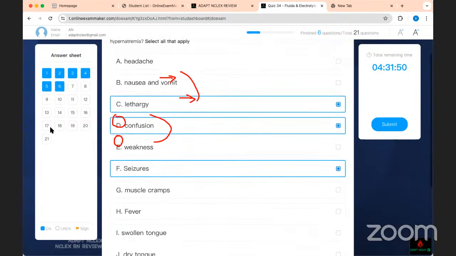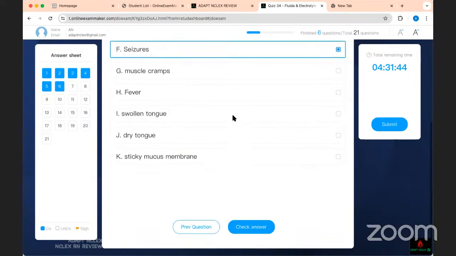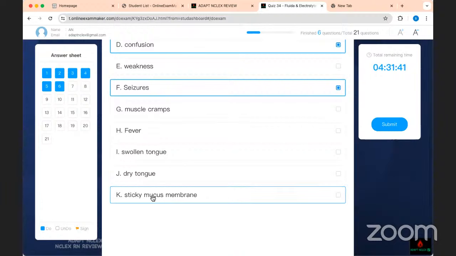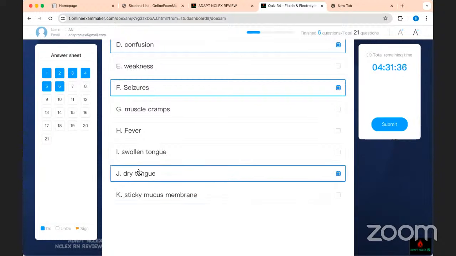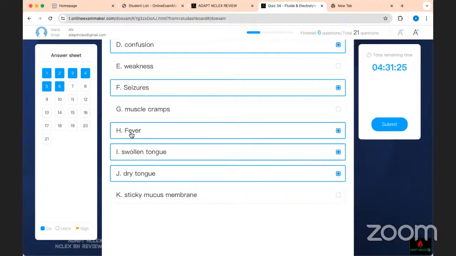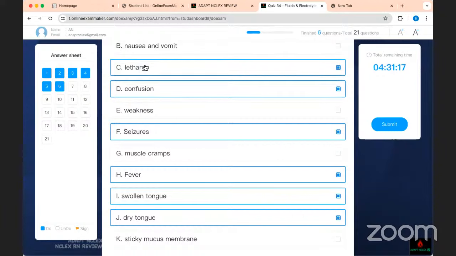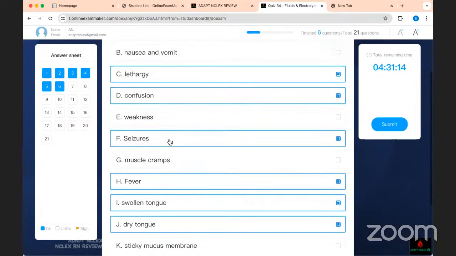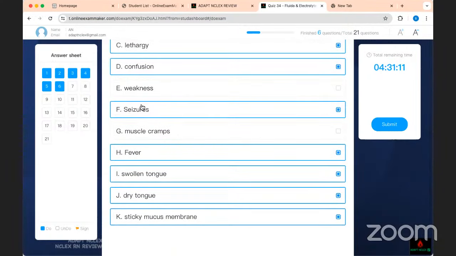The rest is all stickiness. I don't know how to explain it. Everything gets sticky. Sticky mucous membranes, that's classic for hypernatremia. It's very sticky. Your tongue also gets sticky and dry. These are the ways to remember some of the key aspects of hypernatremia. Your tongue will be swollen, right? And you're going to have fever and muscle cramps. Seizures, confusion, and lethargy, those are the key aspects. Mostly sticky signs and symptoms.